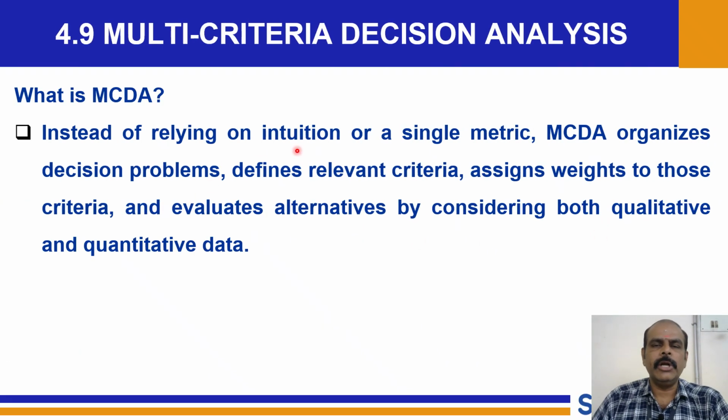Instead of relying on intuition or a single metric, MCDA organizes decision problems, defines relevant criteria, assigns weights to those criteria, and evaluates alternatives by considering both qualitative and quantitative data. So this is very important. Why? Because in cases like cost benefit analysis, we always get cost in terms of quality. We don't have any quantitative data, perhaps, if we wanted to go ahead, the tool is not in a provision to accommodate.